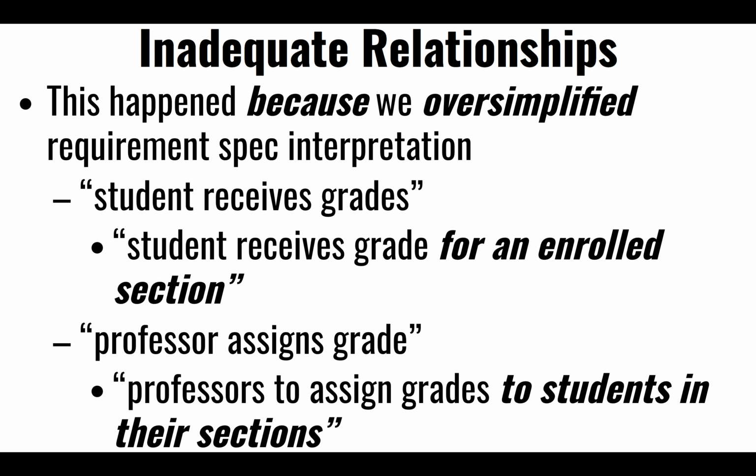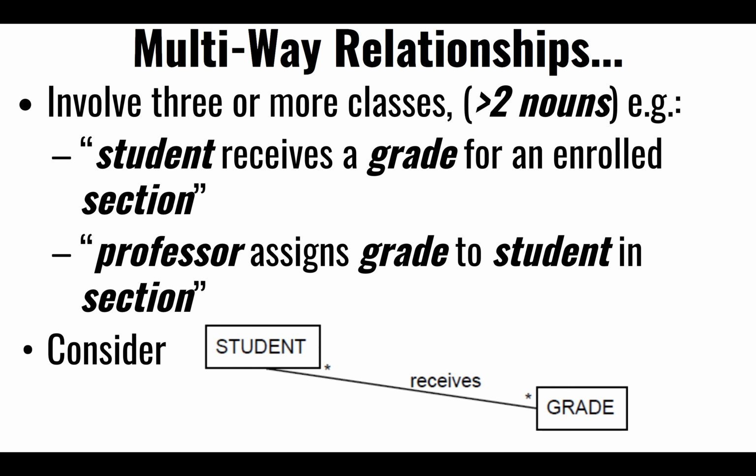We literally looked at "student receives grade" as a binary relationship when it actually was a three-way relationship between students, the grades, and the section, right? The student receives a grade for an enrolled section. Well, the professor assigns a grade, professors assign grades to the students in their particular section. So it's a three-way verb phrase as opposed to a binary relationship. So you have to make sure, right, that you know who's involved in that relationship.